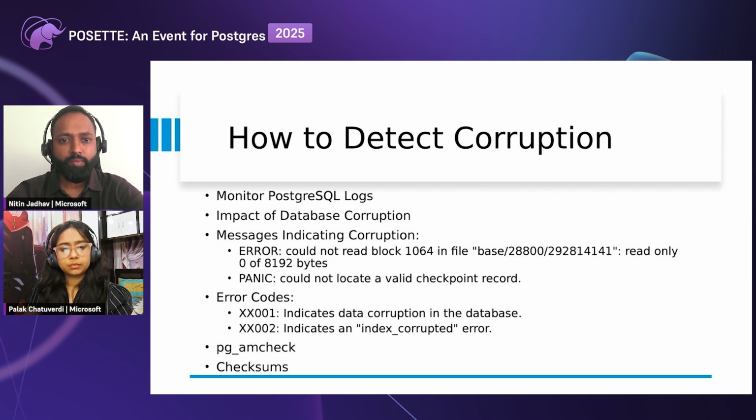And there's a pg_amcheck utility provided by PostgreSQL, which is used to check for corruption. So we can check the logical consistency of the tables and indexes.